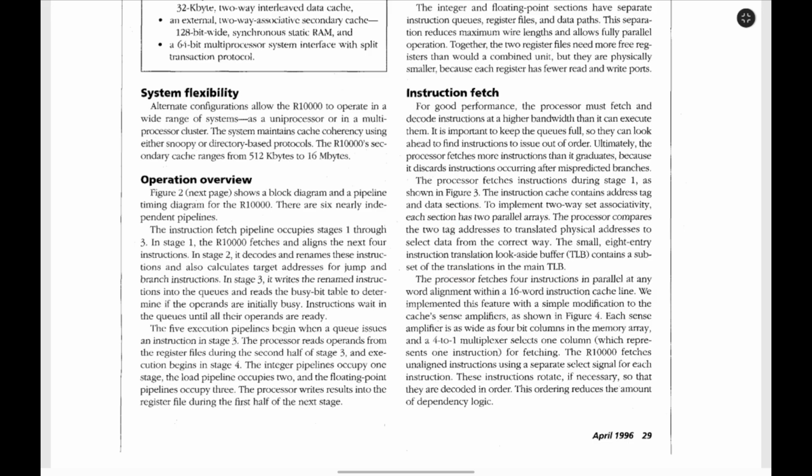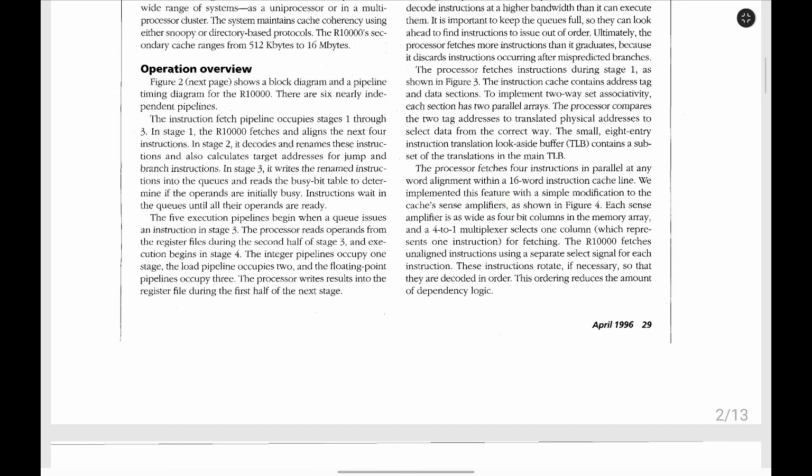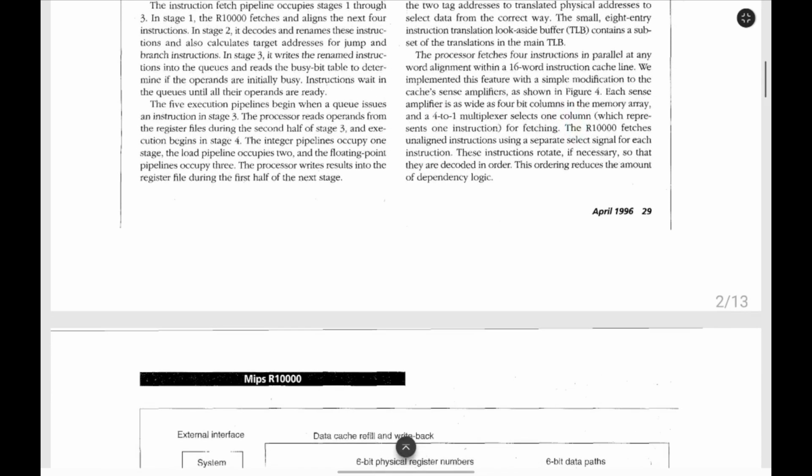We implemented this feature with a simple modification to the cache sense amplifiers, as shown in figure 4. Each sense amplifier is wired as 4-bit columns in the memory array, and a 4-to-1 multiplexer selects one column, which represents one instruction for fetching. The R10000 fetches a line of instructions using a separate select signal for each instruction. These instructions rotate if necessary so that they are encoded in order. The ordering reduces the amount of time-dependent logic.